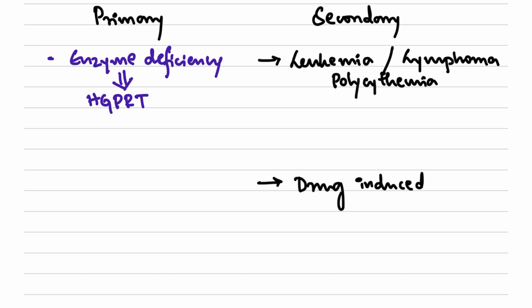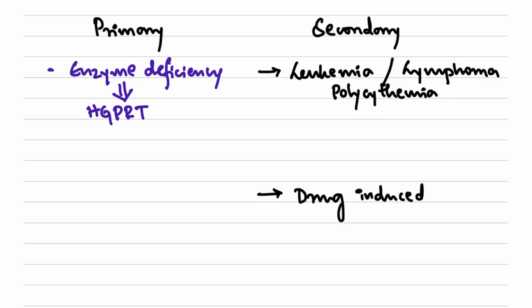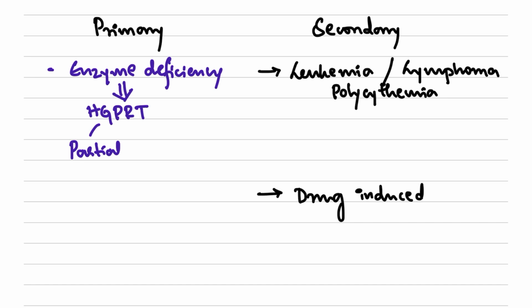This enzyme helps in the breakdown of the purines into other metabolites. When this enzyme is deficient, most of the purines will get converted into uric acid, which will lead to elevated plasma levels of uric acid in the blood of the patient. So this enzyme deficiency is the primary cause. This can be either a partial or a complete deficiency.